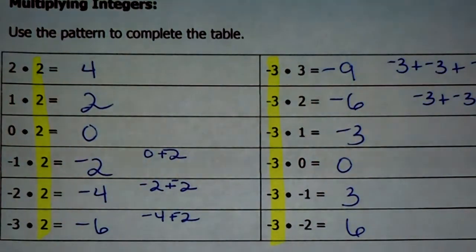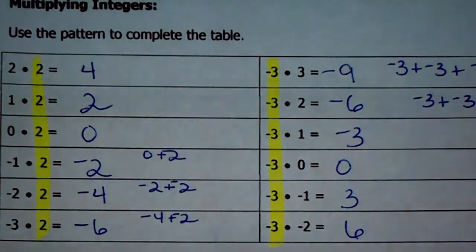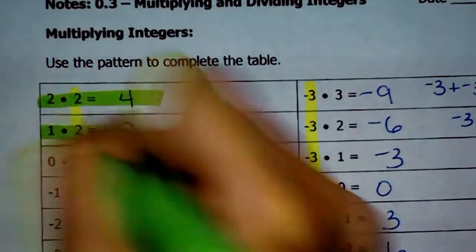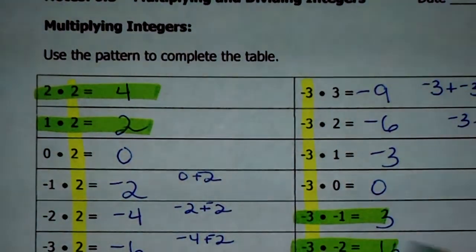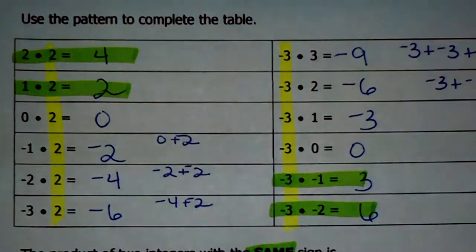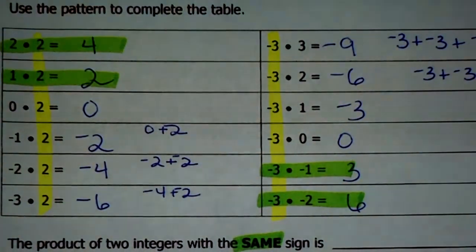And the first fill in the blank here says the product of two integers with the same sign. So that means 2 positives or 2 negatives. And let's look for all those that apply. So same sign, 2 times 2, those are both positive. Do you see any more where they're both positive? No. Now I want to look for when they're both negative, and that would be here and here. So when we're multiplying and the signs are the same, what do you notice about your answer? It's always positive. It's always going to be that way. The product of two integers with the same sign is positive.